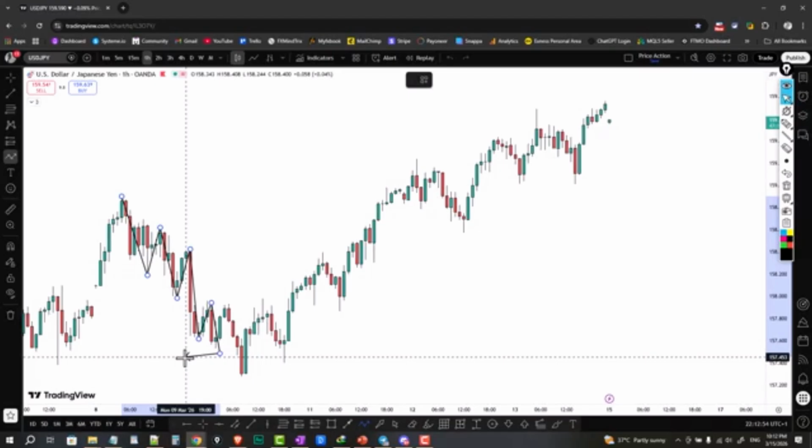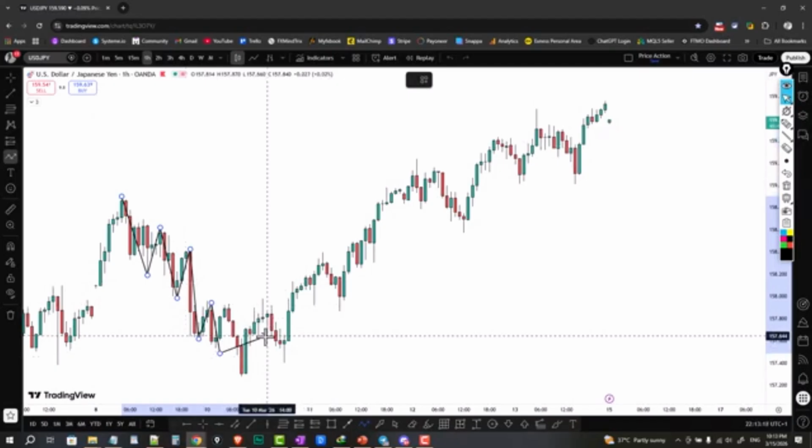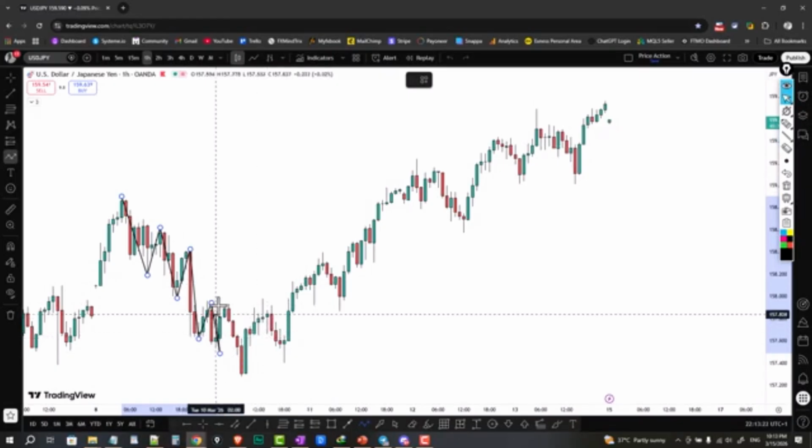So there's going to come a point in time where the sellers who are pushing prices lower are either going to run out of steam, or they're just going to start profit taking, which would eventually lead to the formation of a market structure which is not typical of a downtrending market. And what do I mean by that? You see, if the downtrend is intact, price is meant to continue forming lower lows and lower highs.